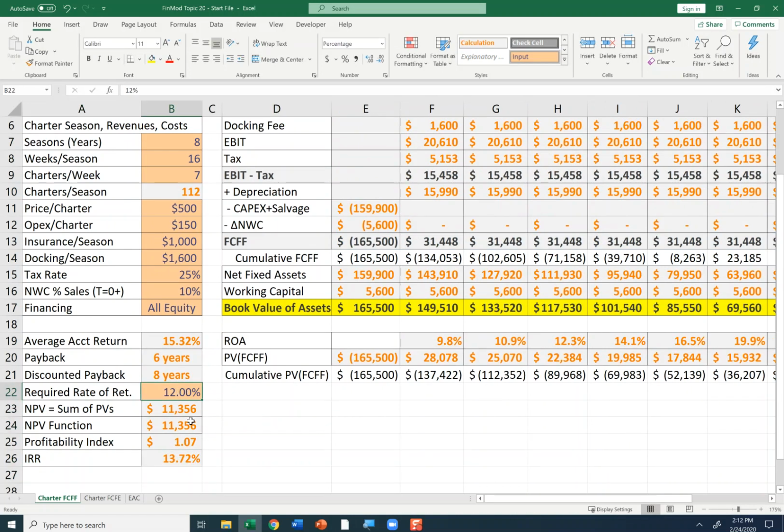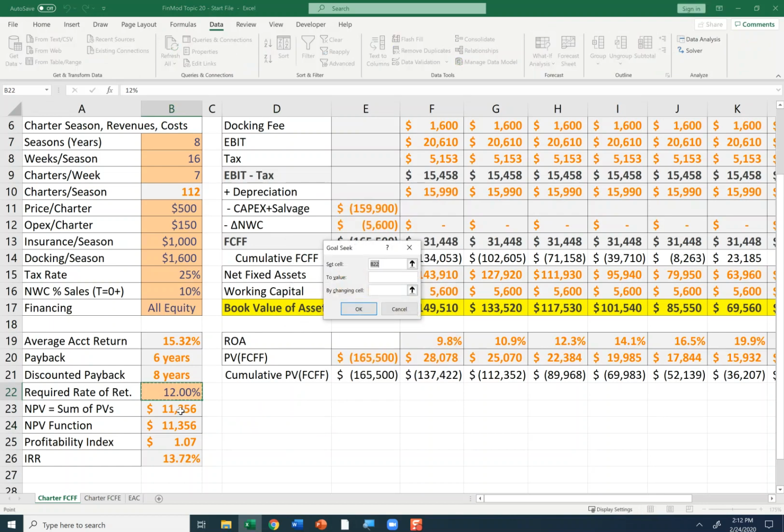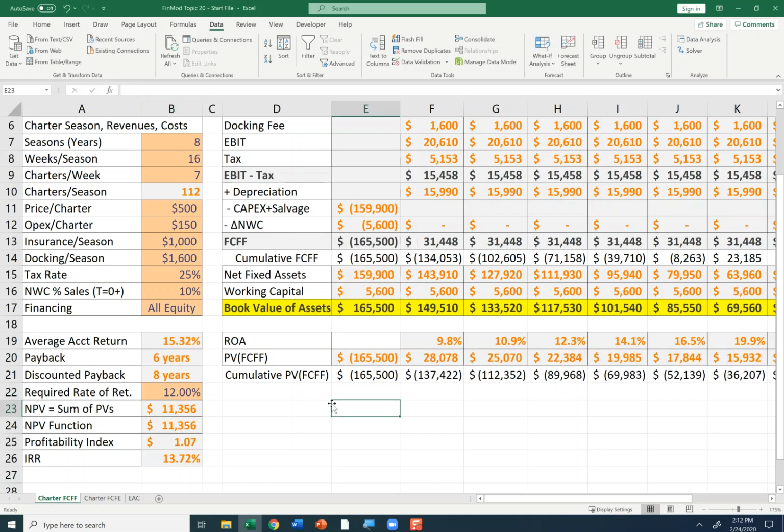The other way of calculating IRR is to use goal seek. I could just go to data, what if, goal seek. I could set the NPV to a value of 0 by changing this discount rate. And what you'd find is the only discount rate that makes the NPV 0 is 13.72, but I'll hit cancel. So that is the other way to calculate IRR.